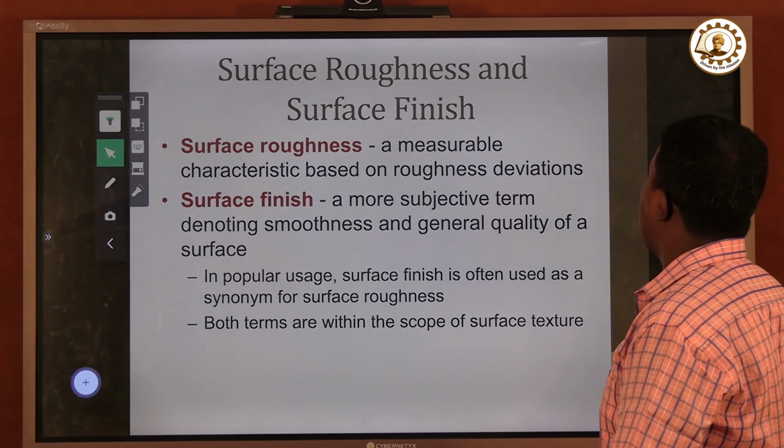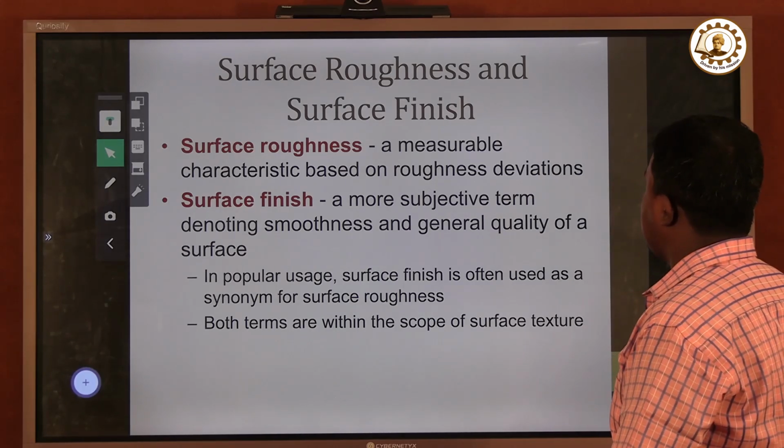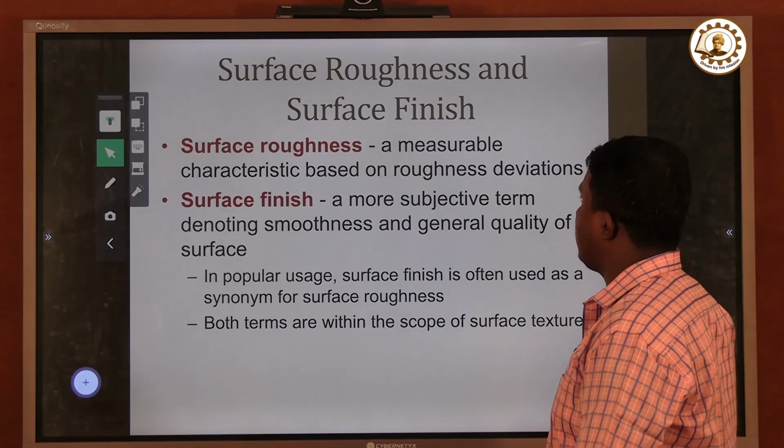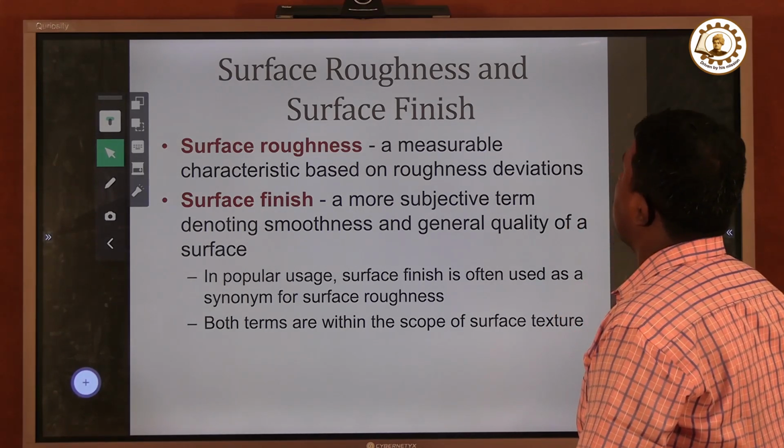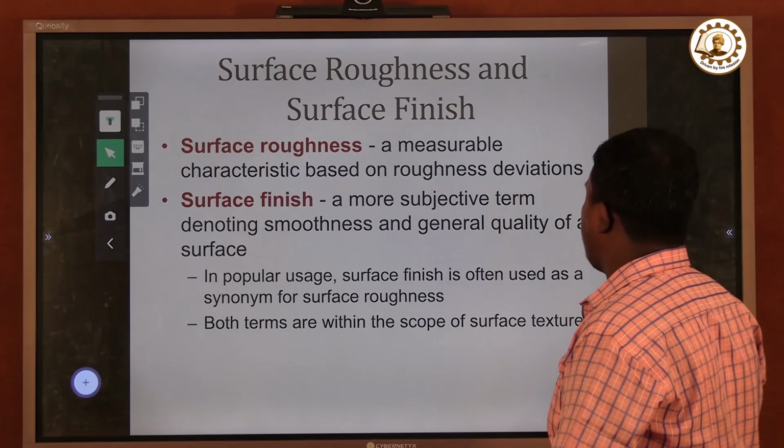Surface roughness is basically a measurable characteristic based on the roughness deviation, and surface finish is a more subjective term denoting the smoothness and general quality of the surface.